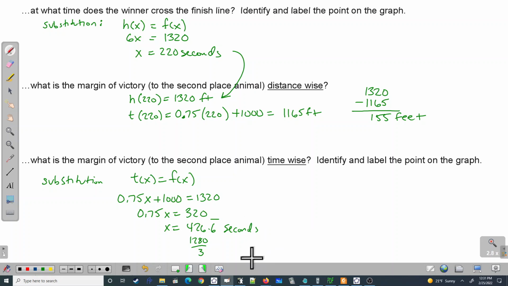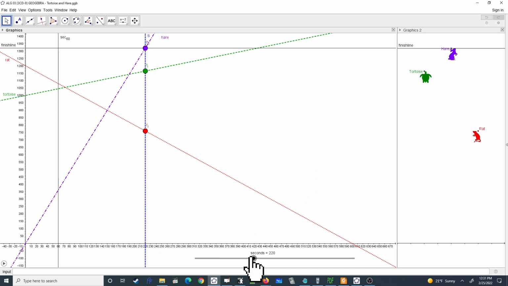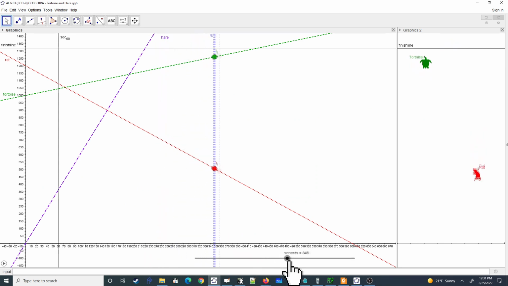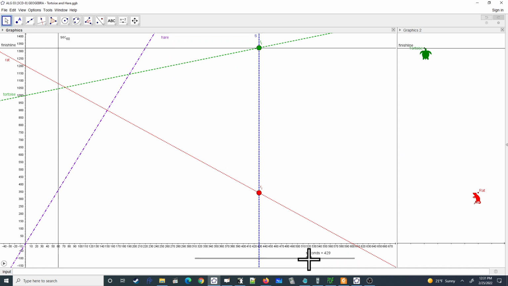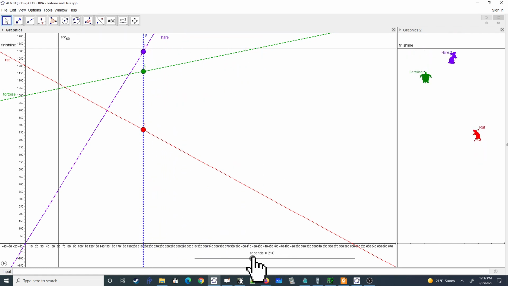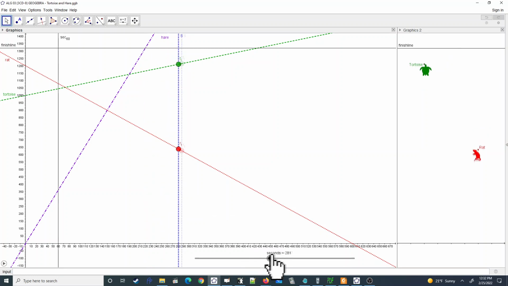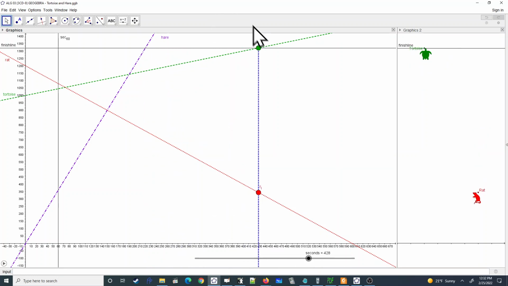So I'm just going to temporarily sneak back over here. This is what we just found. It takes this long for the tortoise to finally cross the line. And what I want to know is the distance between this dot and that dot, compared to the last question where I wanted to know the distance between the hare's 1320 and the tortoise's that. So this was a distance difference. This is going to be a time difference.